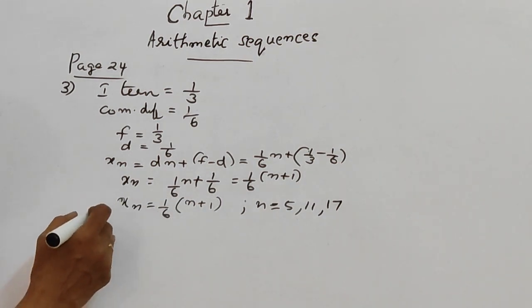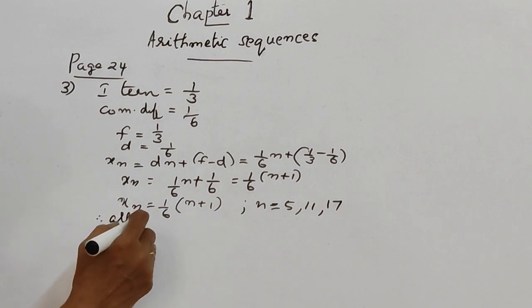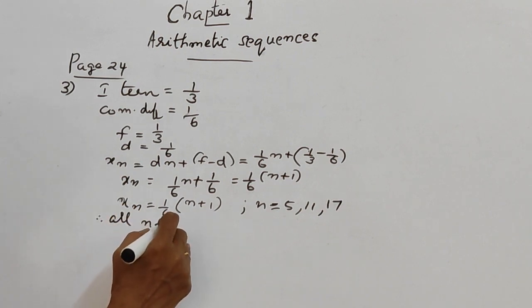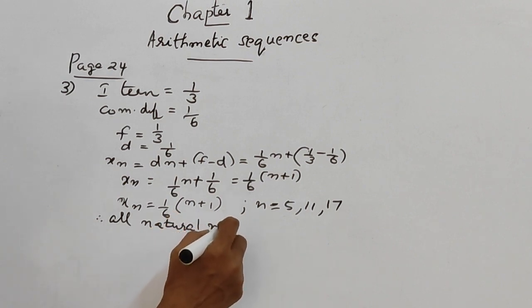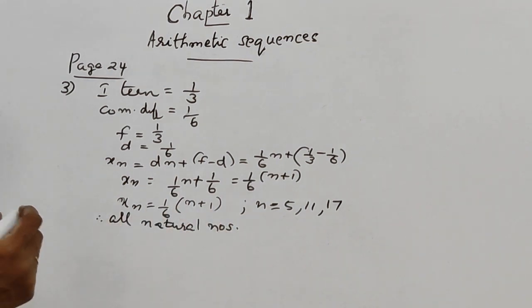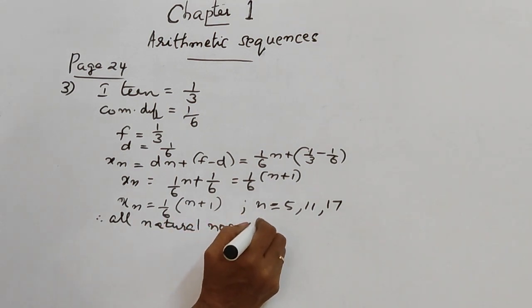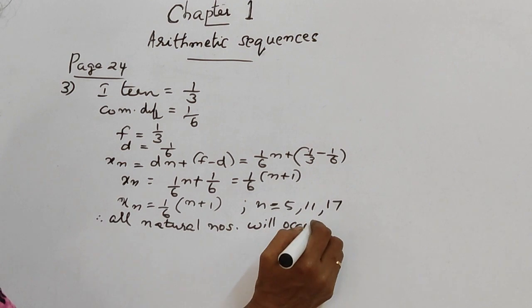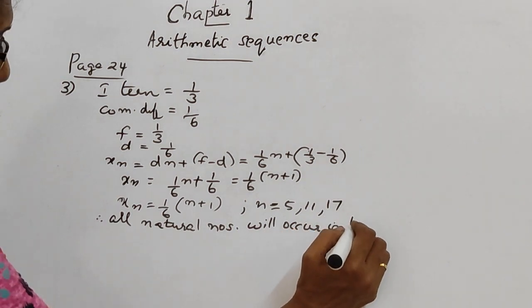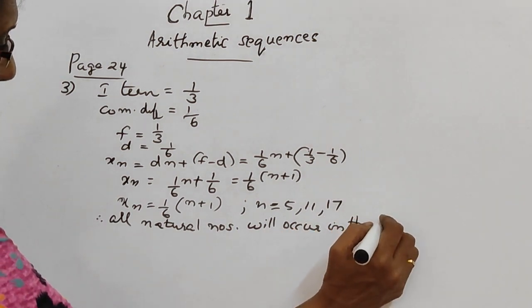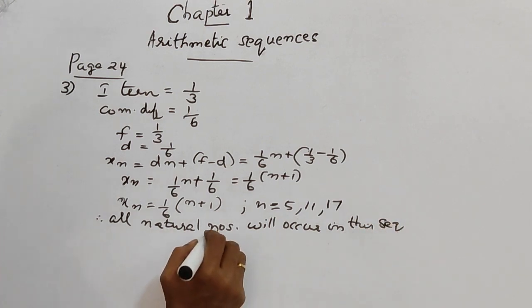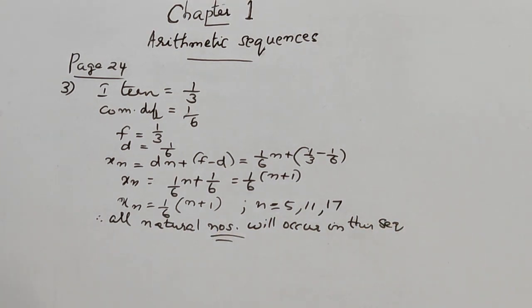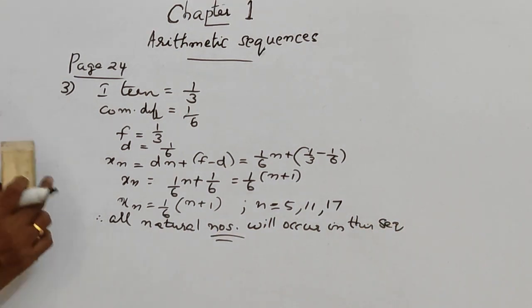So, therefore we can say all natural numbers will occur in this sequence. Okay. Third question over. Now move on to the fourth question.